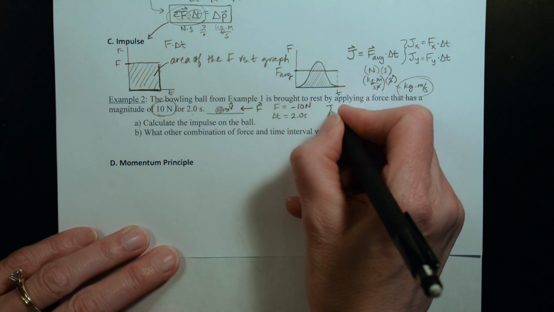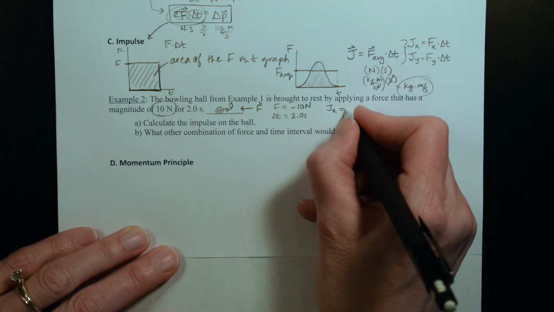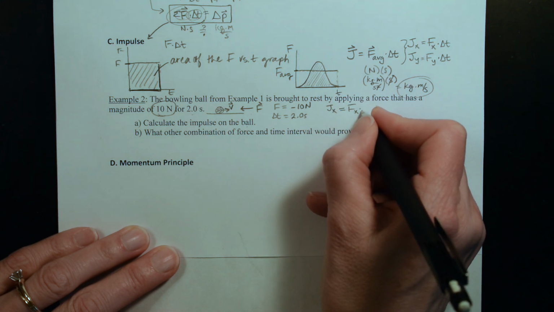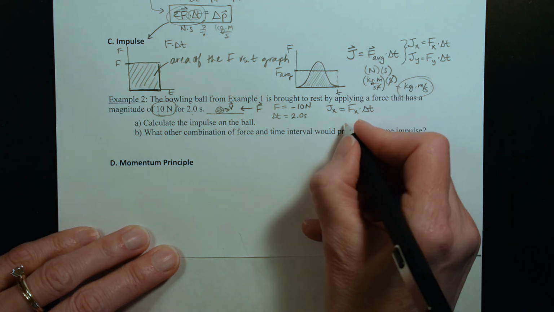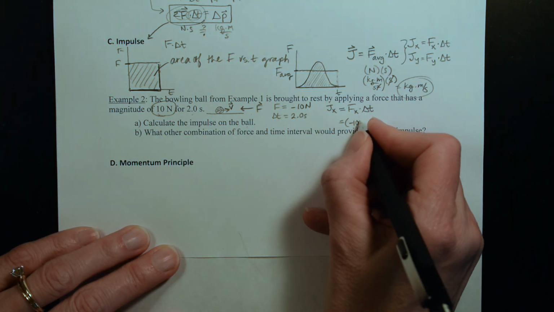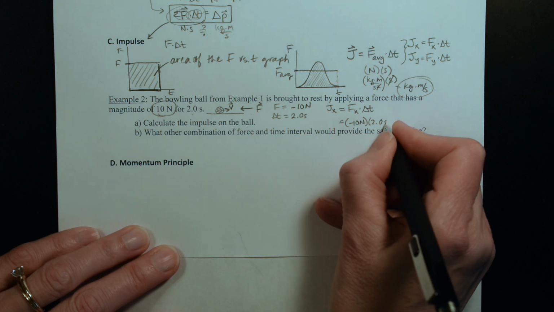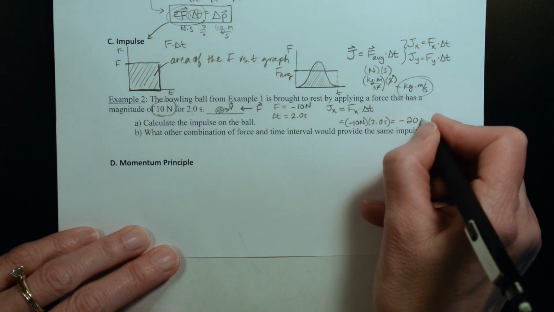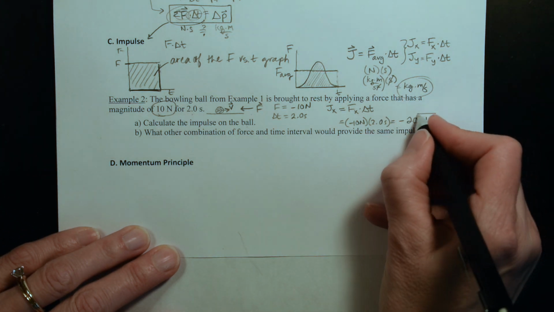So let's find the impulse. The impulse in the x direction is the x force times the time interval. And the x force is negative 10 newtons. The time interval is 2 seconds, which gives us negative 20 newton seconds for the impulse.